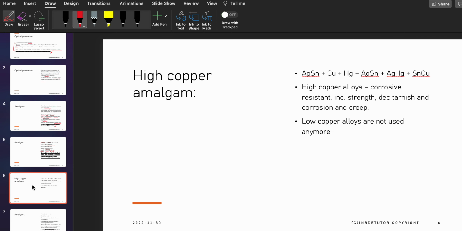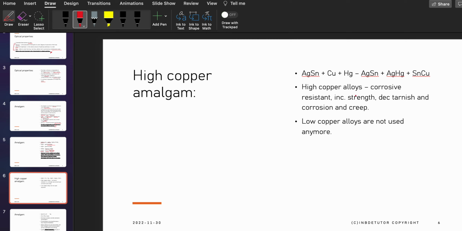Now moving ahead, let's talk a little bit about high copper amalgam. Again, this is just a formula: silver and tin plus copper plus mercury will form silver and tin plus silver and mercury plus tin and copper. If you see here, there is no gamma 2 phase.